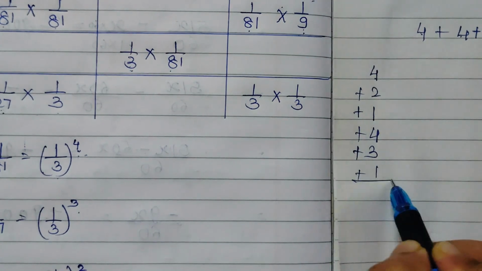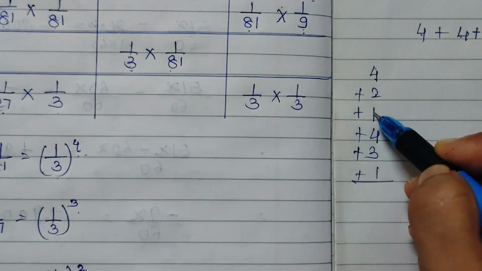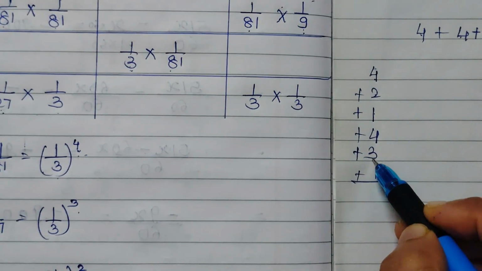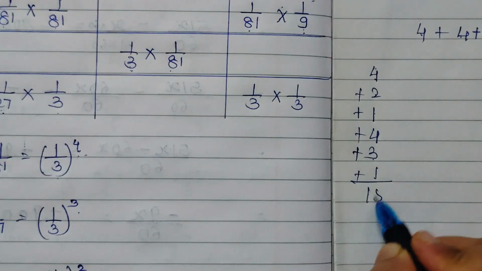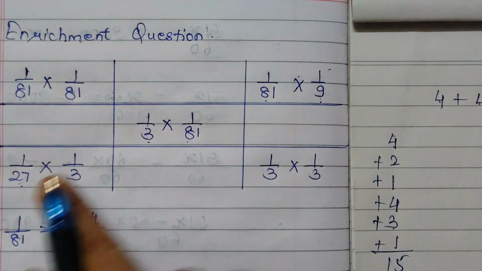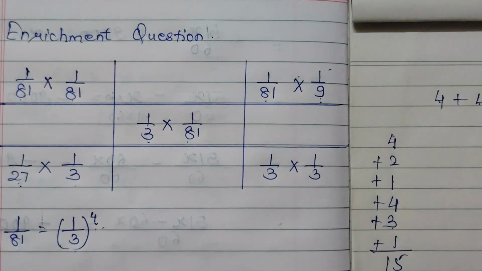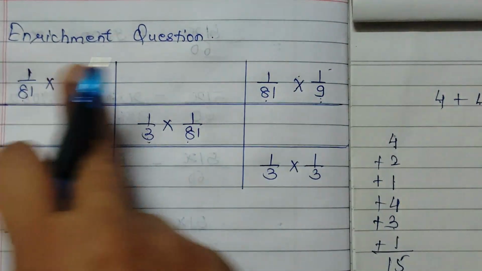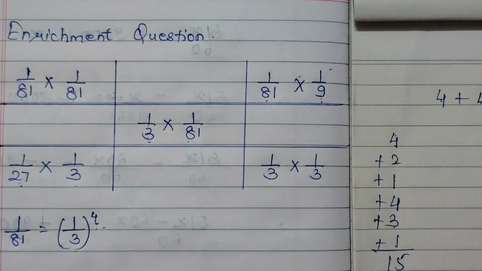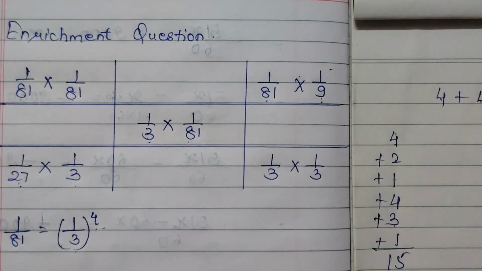So I will write 1. Now we will add this. So 4 plus 2 is 6, 7, 11, plus 3 is 14, 15. See, here also we get 15. So like this also we get 15 times. This clue tells us that here also, when we add everything, we should get 15 times.